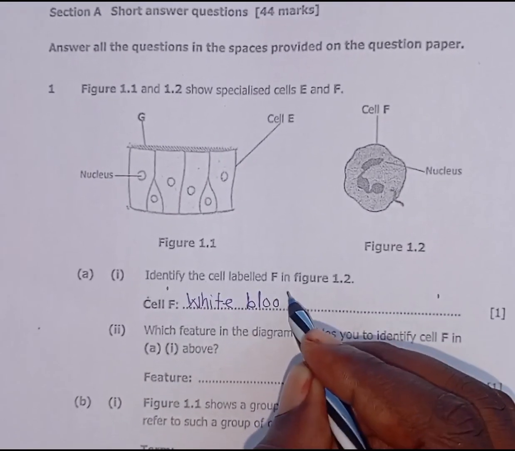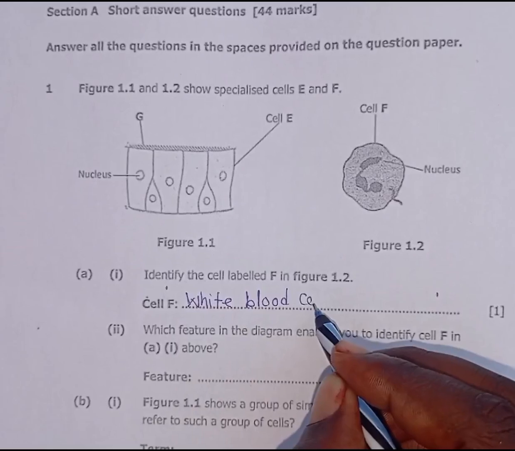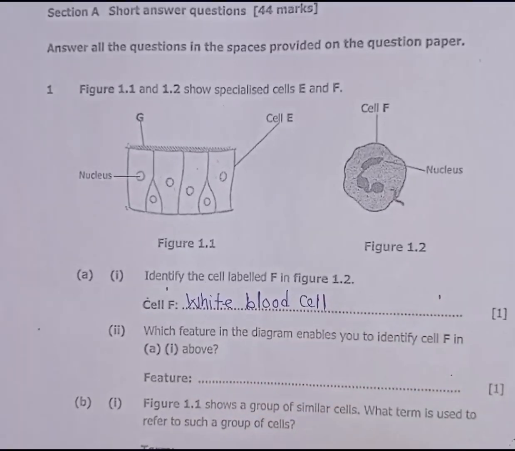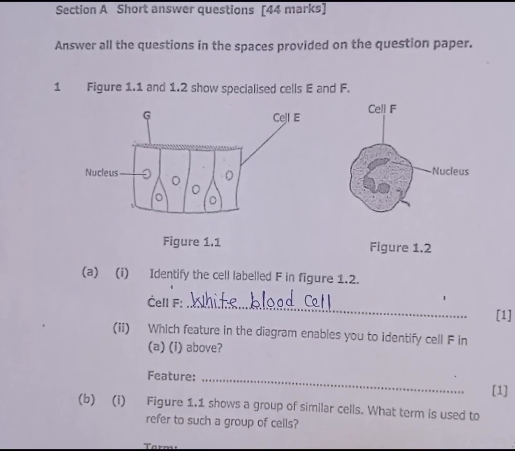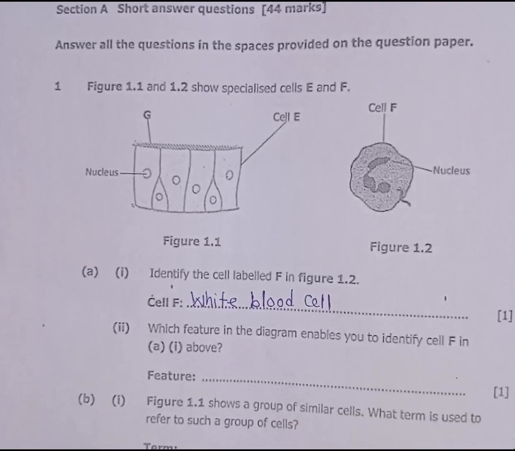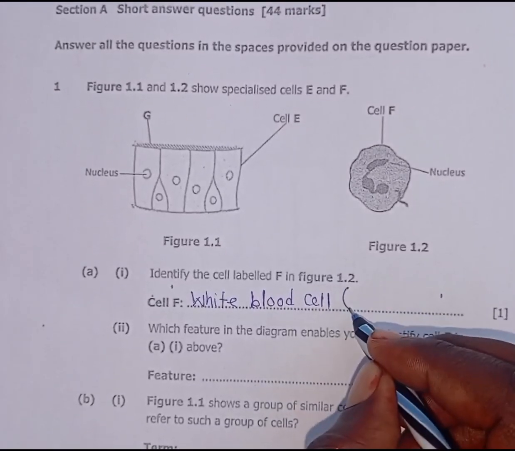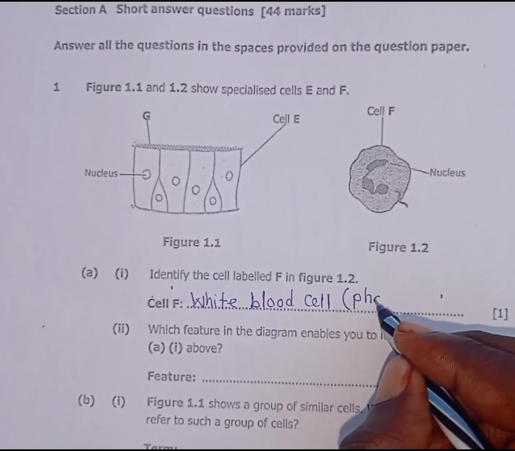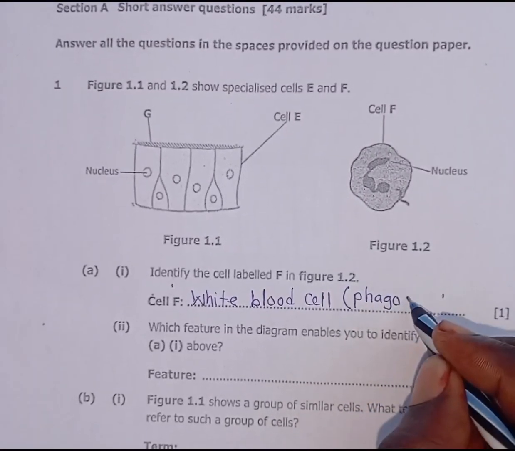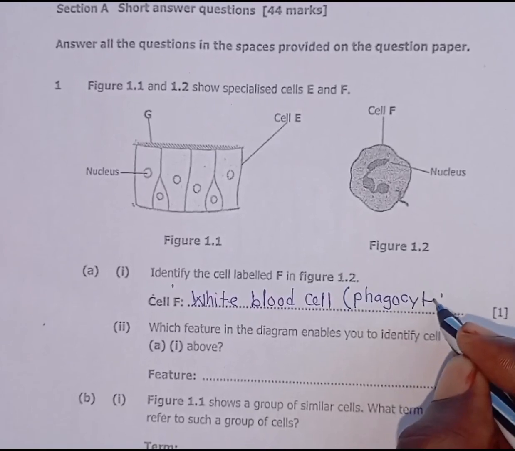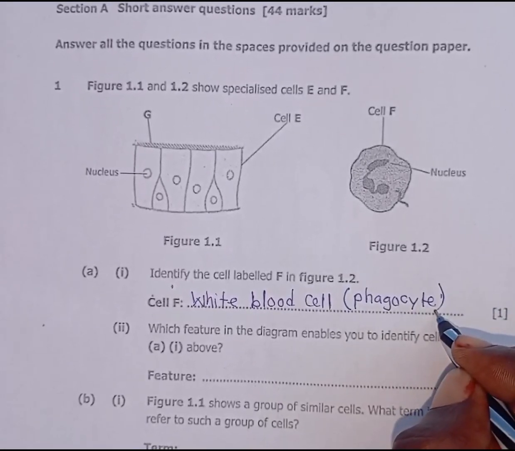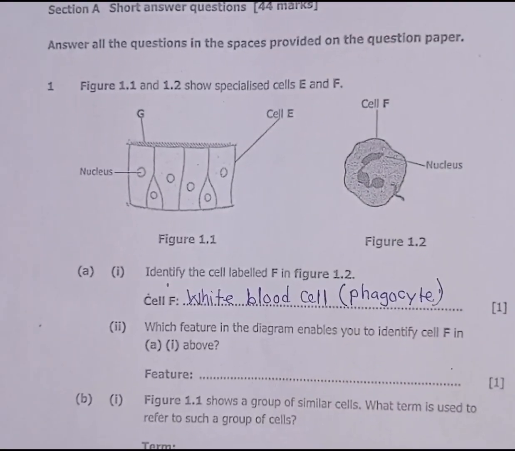So that one is a white blood cell. This is what we get to do. We say it is a what? A white blood cell. Since it is a white blood cell, we can go into details where we get to say that that is a phagocyte. So we say that it is a what? It is a phagocyte. This is what I'm supposed to do.